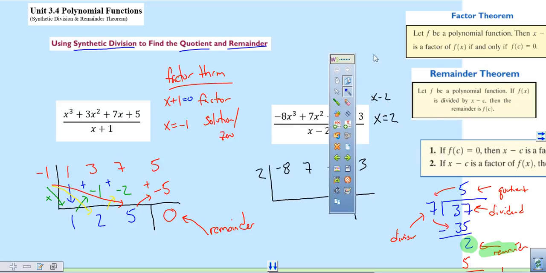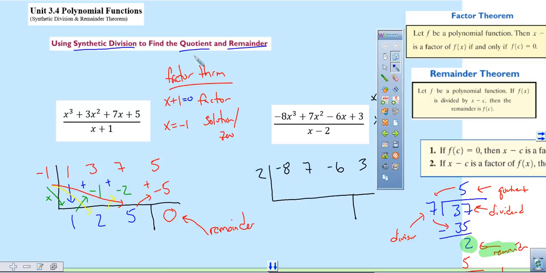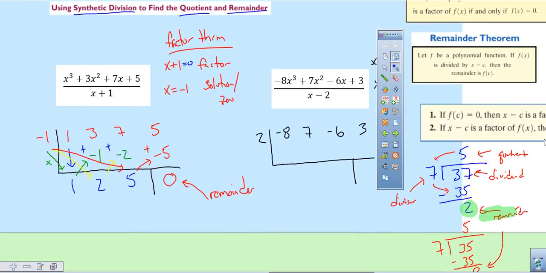Alright, so let's finish this up. So what do I do with that? Because my whole thing was that I want to find all of the zeros. Well, right now, I have 1 zero.